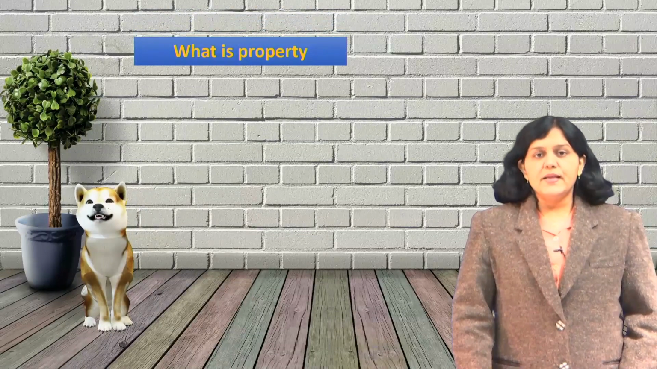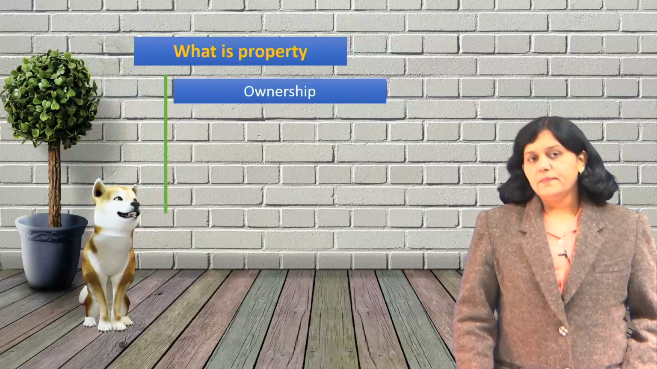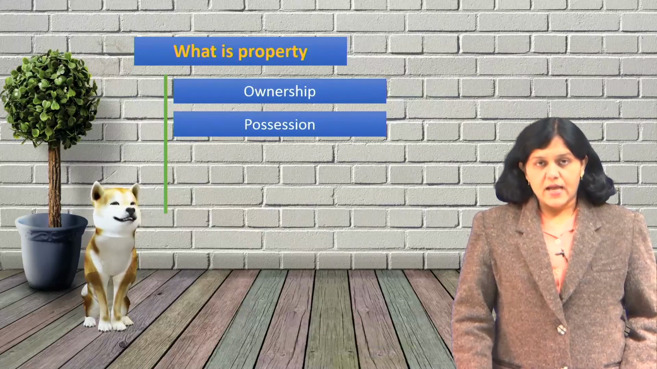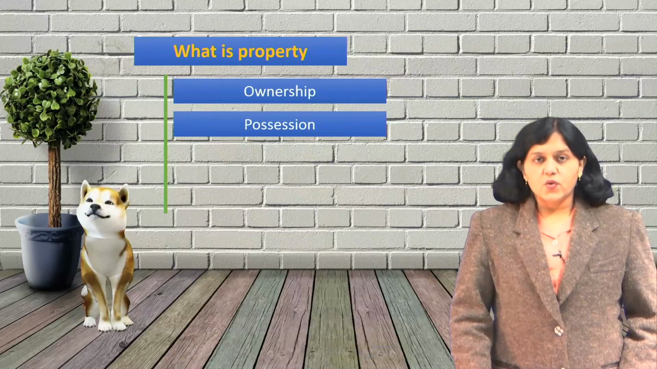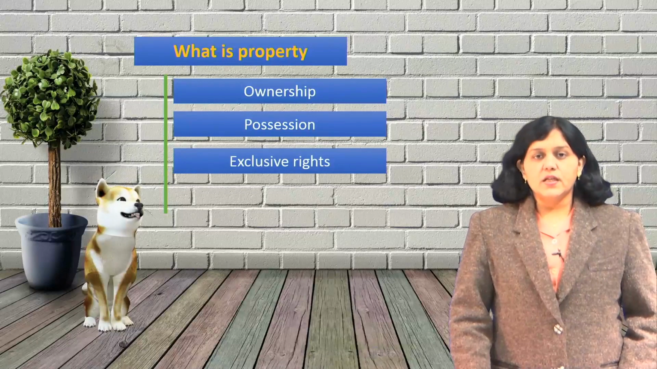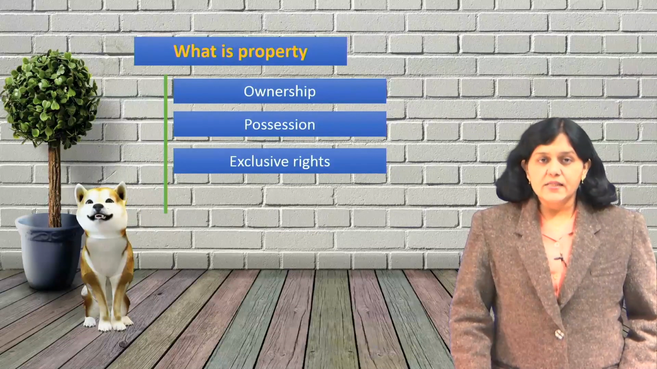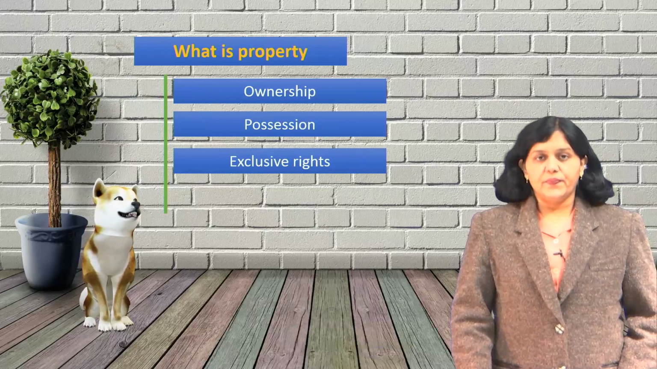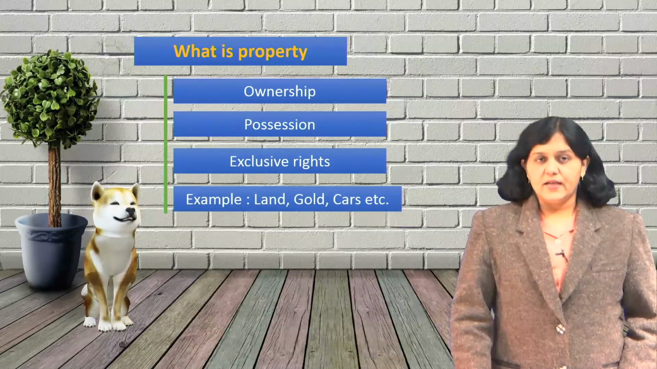Now, the basic trait of property is that it has ownership and possession. Property is recognized as a legal right of an individual. Legal right over property gives its owner exclusive rights, which allow him to exclude others from using it, and he has all the rights to sell, license, use, etc. Examples of property are land, gold, cars, etc.